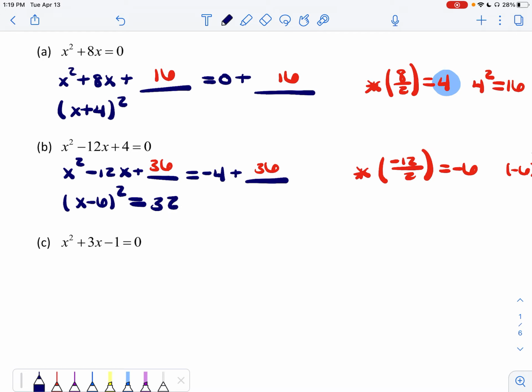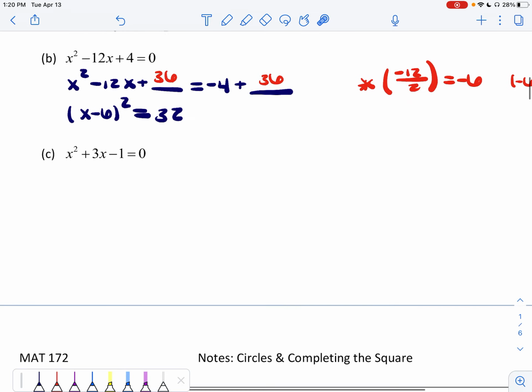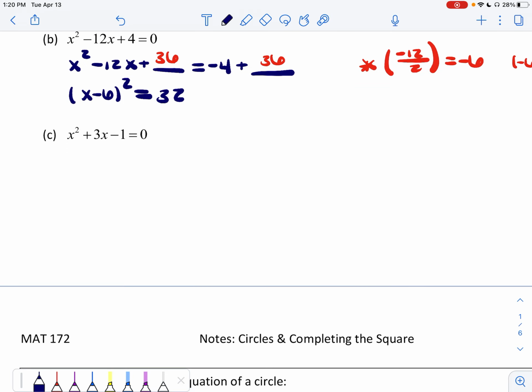Okay. Oh, I just realized in example A, I forgot my equal to 16. Sorry about that. I forgot this right here in example A. All right, guys, one more example. So once again, I'm going to start by just moving the -1 to the right-hand side to get it out of the way.